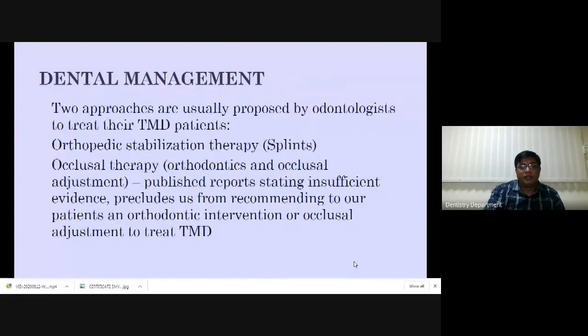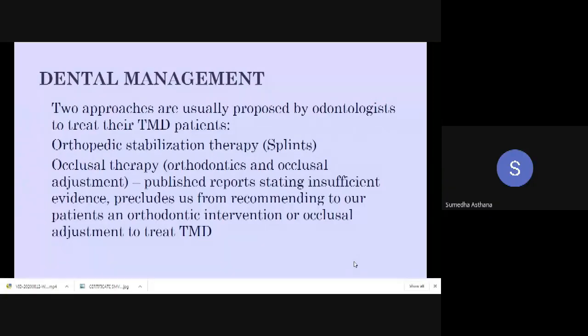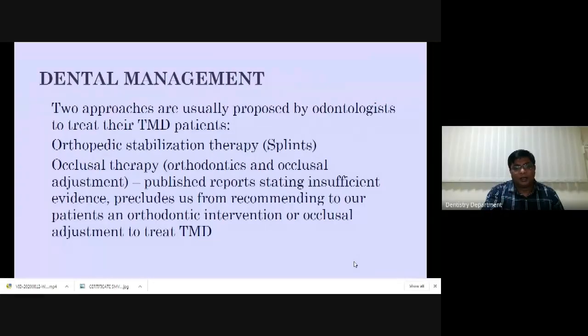Dental management, what we normally used to do: orthopedic stabilization therapy, that is splints. The commonly used splint is the anterior bite plane, which is misused most of the time. And occlusal therapy by means of orthodontics, etc. Again, I'm saying the role of occlusion in TMD is very minimal, as published in different meta-analyses and systematic reviews. So when a prosthodontist treats a TMD, most of the time they will go for occlusal splints. But the literature says otherwise.